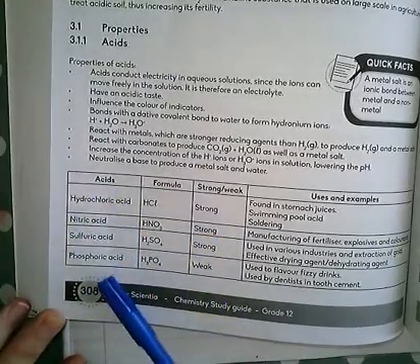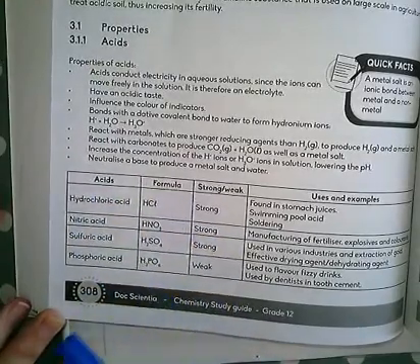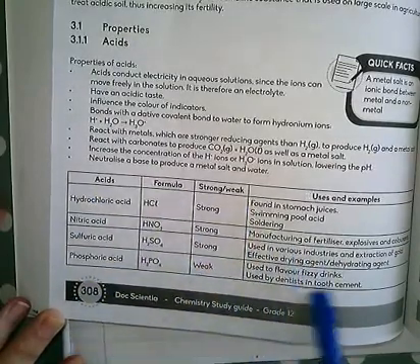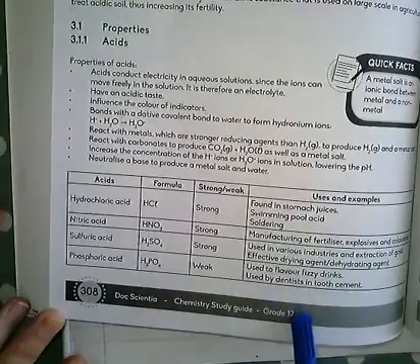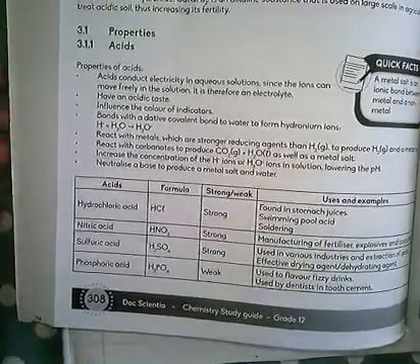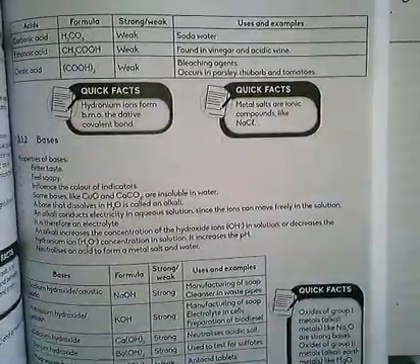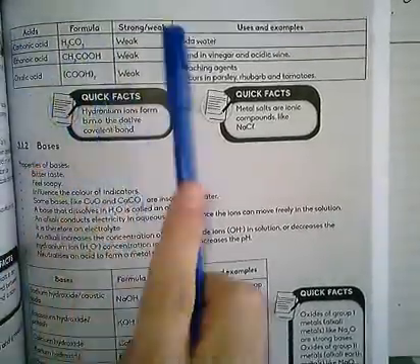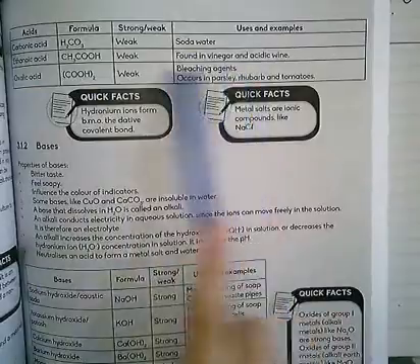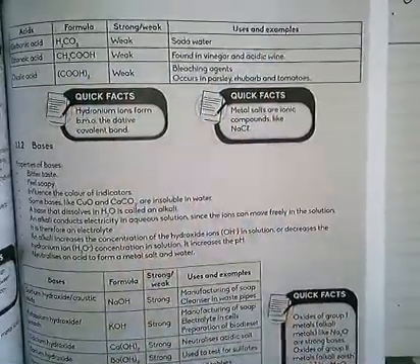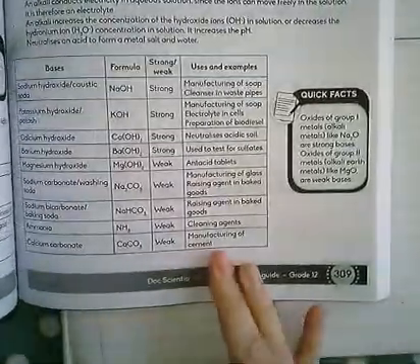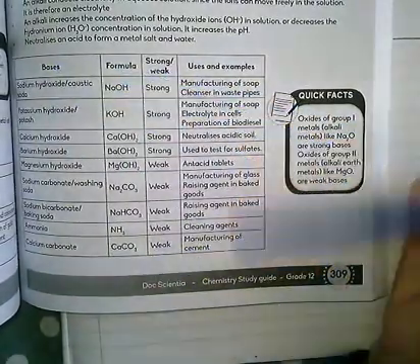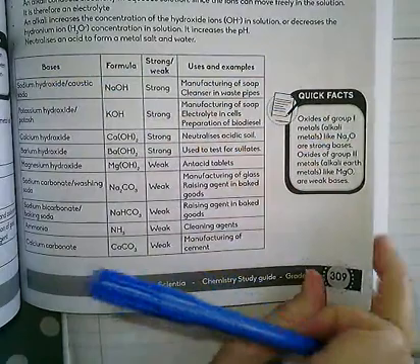So, in your textbook on page 308, you have to know these acids, their formulas, their names, and whether they are weak or strong, as well as at least one use of each. And then also the weak acids on page 309, you have to know the name, the formula, whether it's a weak or strong acid, and what it's used for. Bases, the same. You have to know whether it's strong or weak, what's its name, what's its formula, and one use.